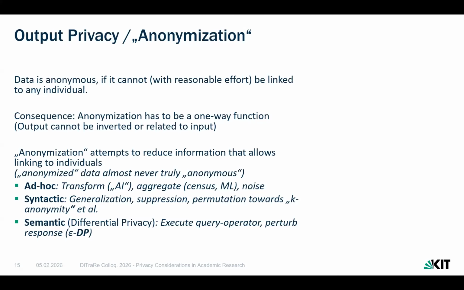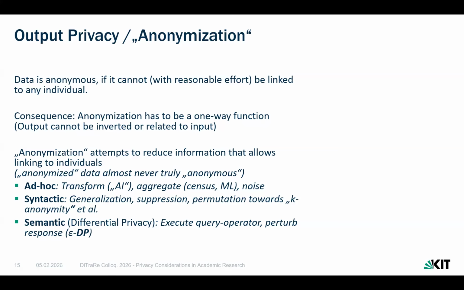There have been different approaches suggested, and we'll look at a few in a minute. Unfortunately, most of them are ad hoc. People say, oh look, I do this transformation, and afterwards it's anonymous. For instance, I train a machine learning model, or I aggregate the data, and then everything is fine, so nothing can happen. Unfortunately, we haven't been vetting such claims very well for a long time, so many people believe that this is actually correct.